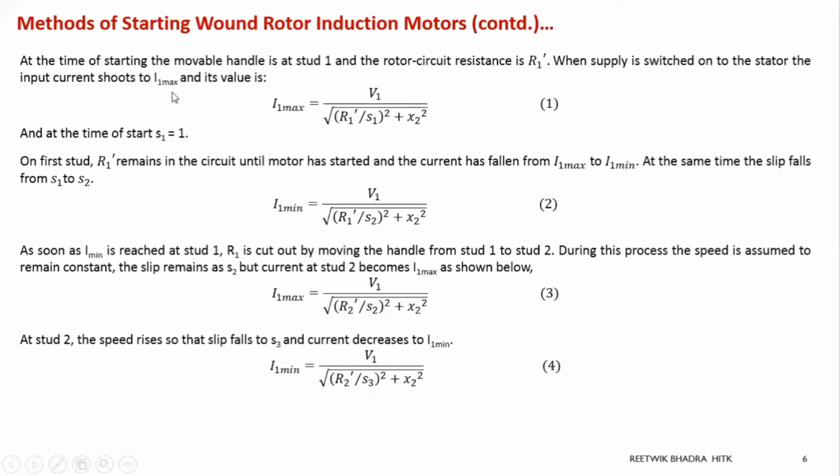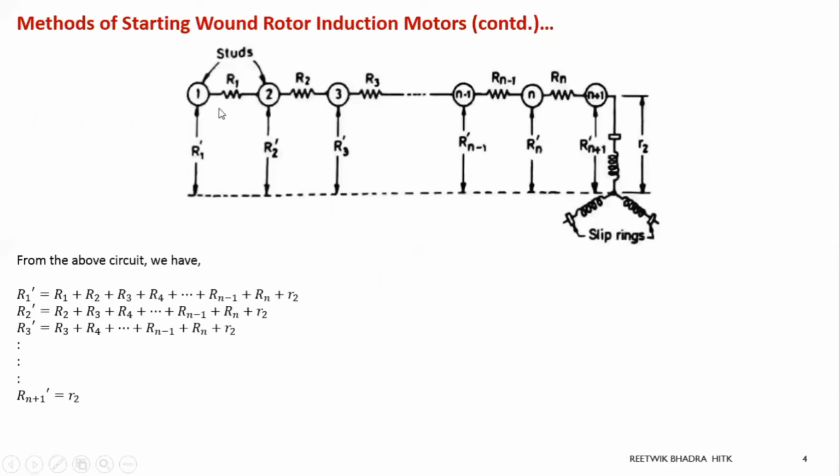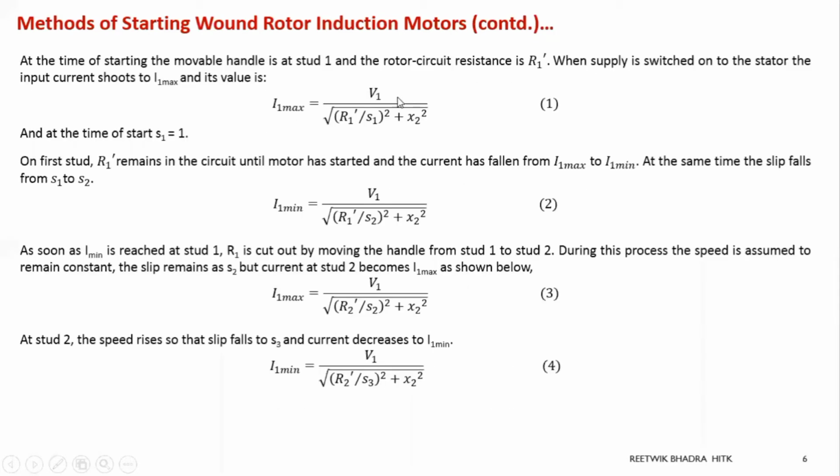So I1 max, what will happen to I1 max? I1 max will be voltage by the impedance. So what will be the impedance when it is start one? It will be R1 dash, right? So R1 dash has this full value over here. I'm not going into the formula. What will be the value of total resistance at start one? It will be R1 dash. So V1 by R1 dash divided by S1, you know this equation, V by square root of R by S whole square plus X square. So R1 dash by, what is my slip? S1 whole square plus X2 whole square.